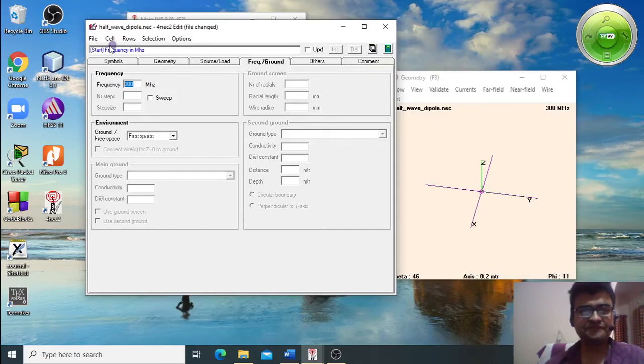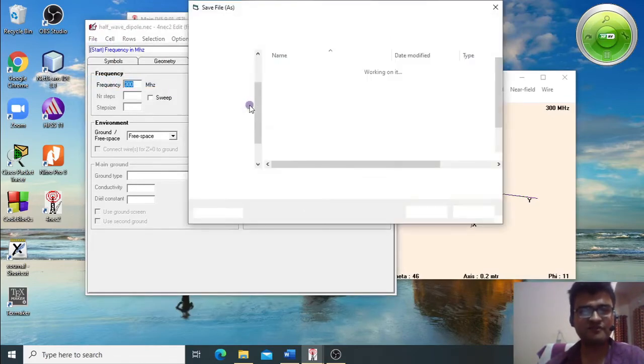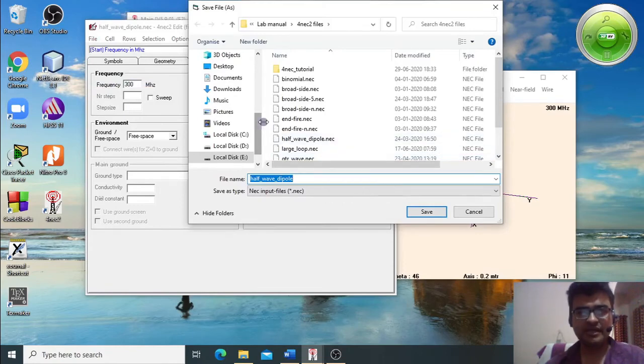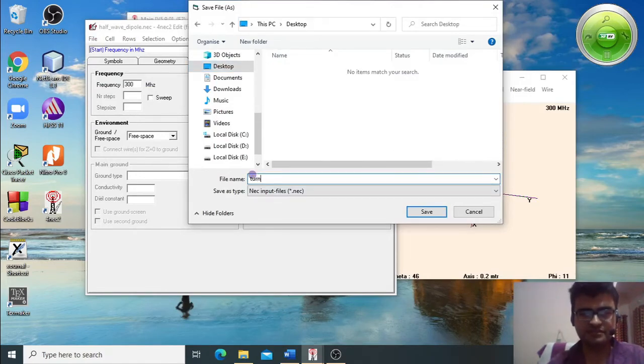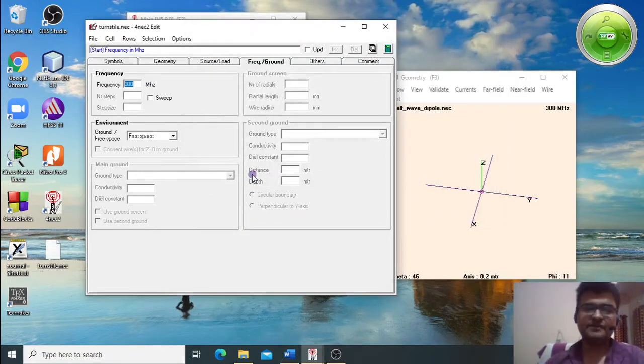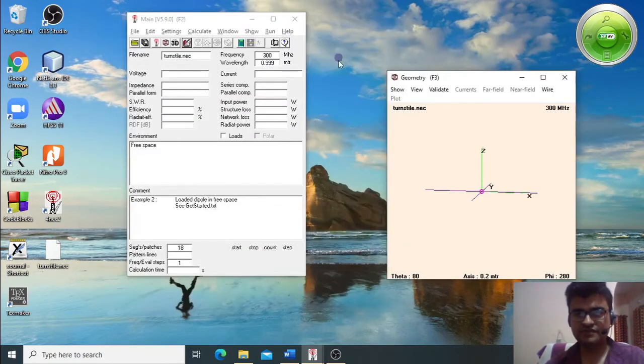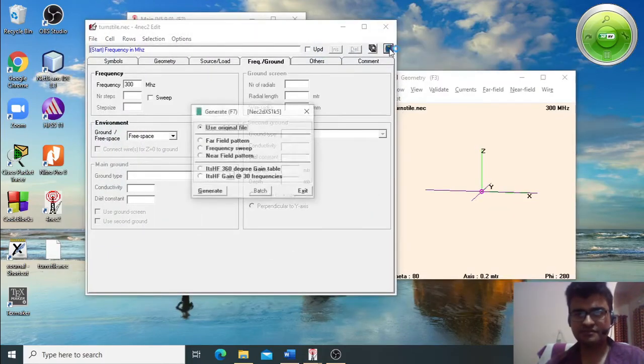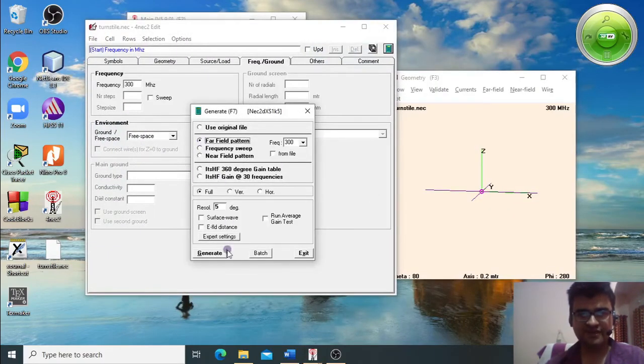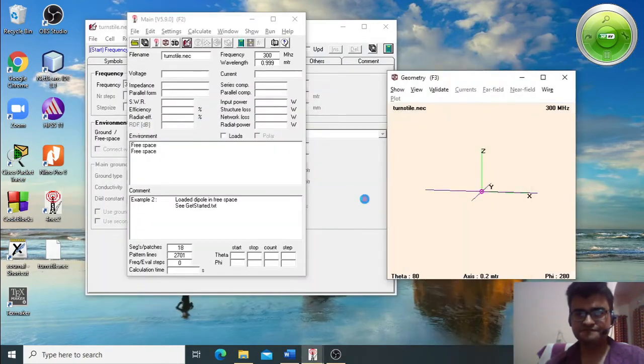Let's save it with a different name, otherwise our half wave dipole will be replaced, right? So I'll keep it in desktop. I'll name it as turnstile only. So it is saved. Let's simulate it. Let's choose far field antenna, generate.